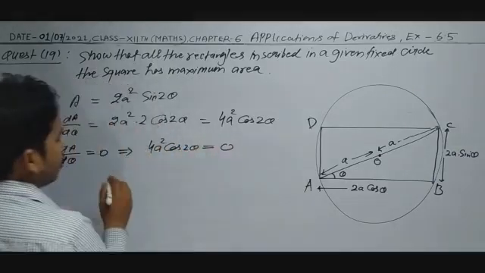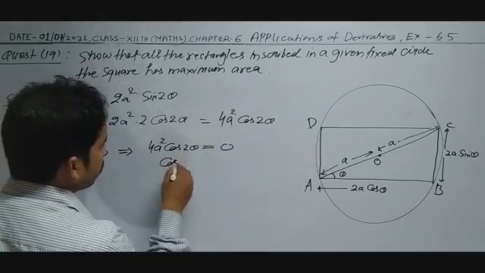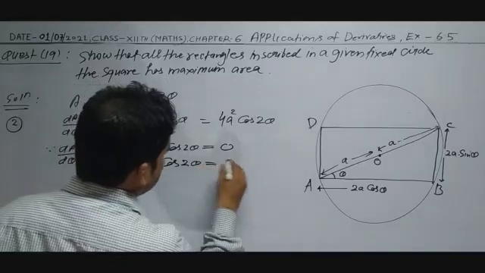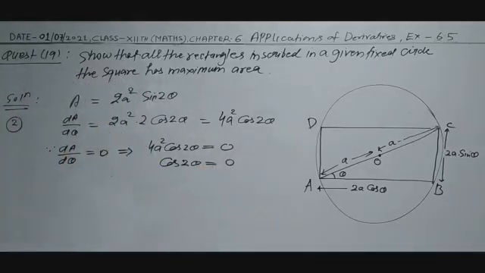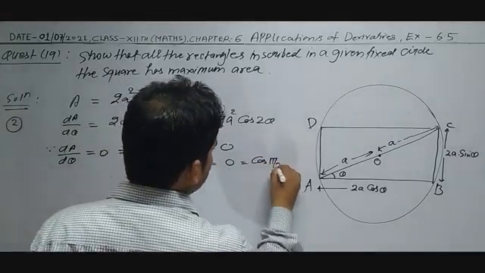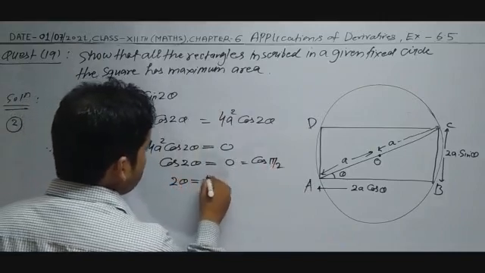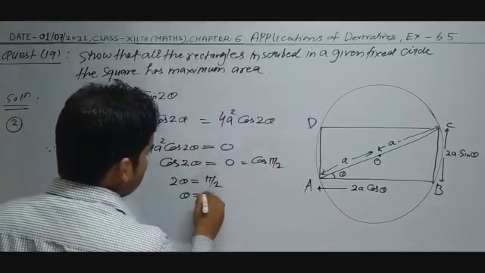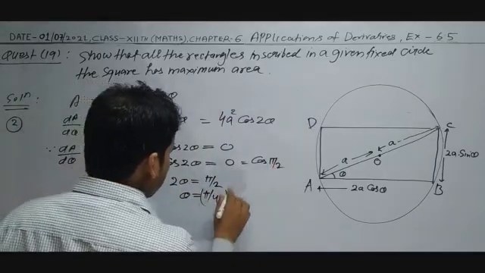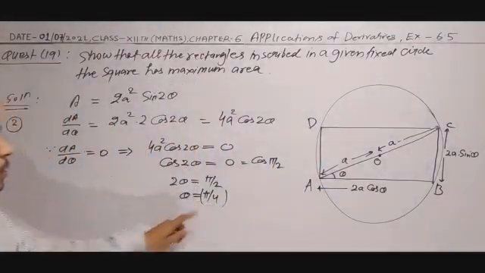This implies cos 2 theta is equal to 0, and you know cos of pi by 2, that is cos 90, has value 0. This implies 2 theta is equal to pi by 2, so theta is equal to pi by 4. Theta equal to pi by 4 lies between 0 and 90. So this will be the value.